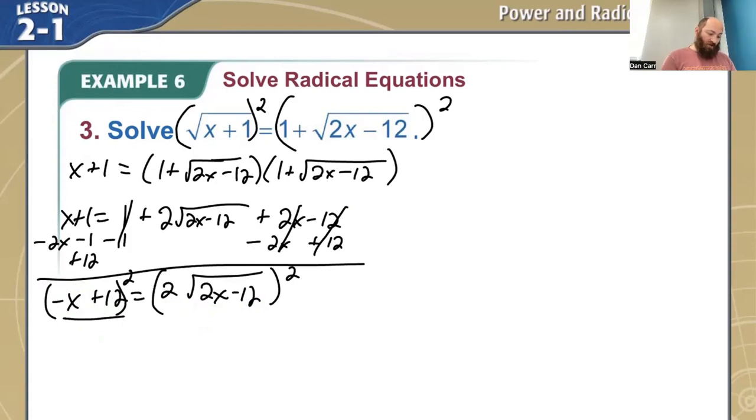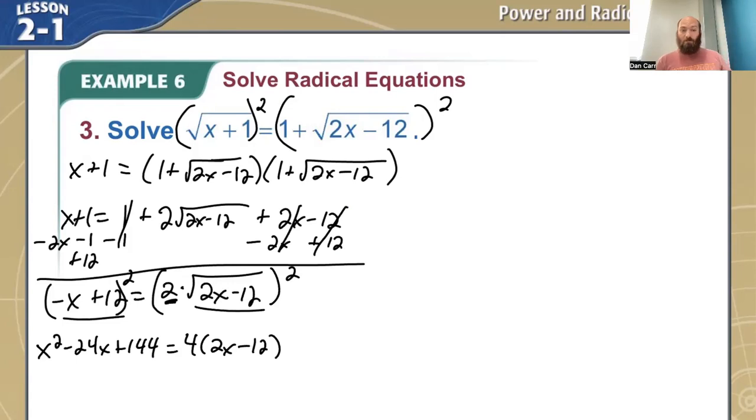So this one gets distributed just like we've done before. Negative x times negative x is positive x squared. Negative x times 12, we're going to get a negative 24x, and then a positive 144. This gets squared along with everything else. So I'm going to get 4 from that one. So I'm going to have 2 squared and also this squared. That just gets rid of the square root. So it's 2x minus 12 here.